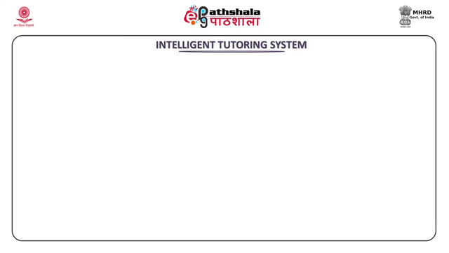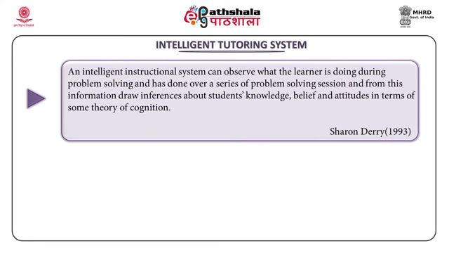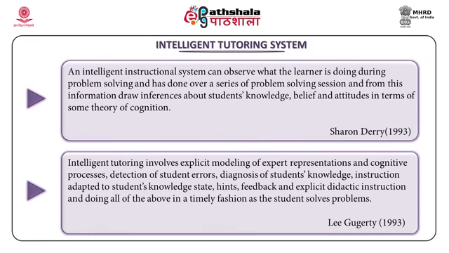Meaning of intelligent tutoring system: an intelligent instructional system can observe what the learner is doing during problem solving and has done over a series of problem solving sessions, and from this information draw inferences about students' knowledge, belief, and attitude in terms of some theory of cognition. According to Lee Gugerci, intelligent tutoring involves explicit modeling of expert representations and cognitive processes, detection of students' errors, diagnosis of students' knowledge, instruction adapted to students' knowledge state, hints, feedback, and explicit didactic instruction, and doing all the above in a timely fashion as the student solves problems.